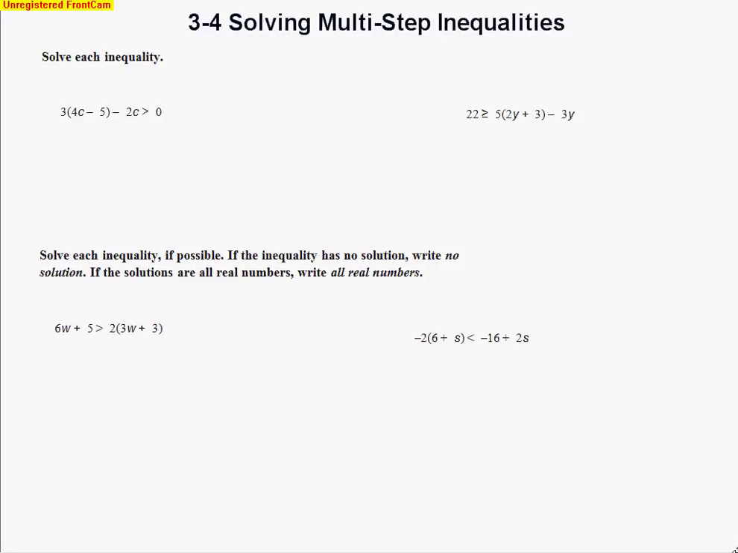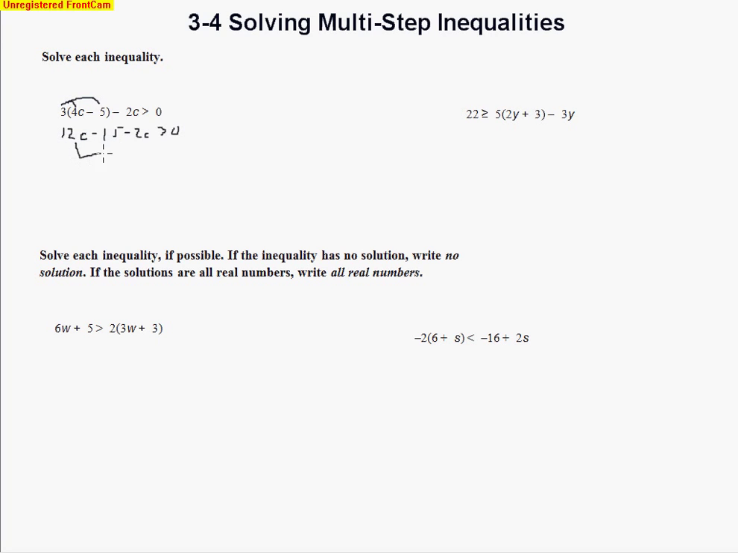This is the tutorial for Chapter 3, Section 4, titled Solving Multi-Step Inequalities. And so we solve these just like we would regular old equations, except now we have an inequality sign we have to deal with. So we're first going to use that distributive property. I'm left with 12c minus 15 minus 2c is greater than 0.